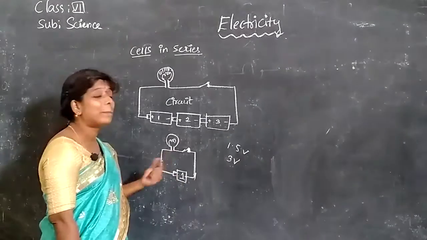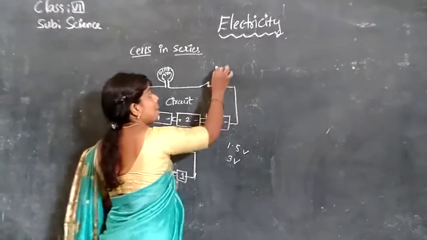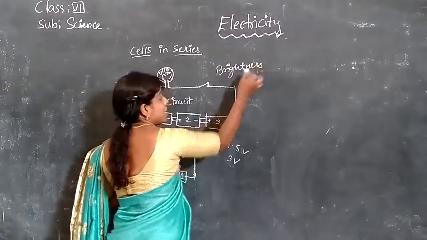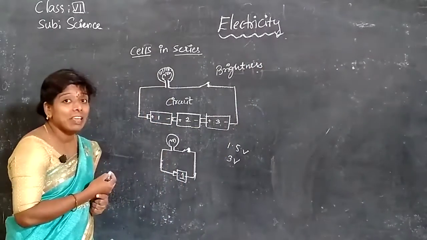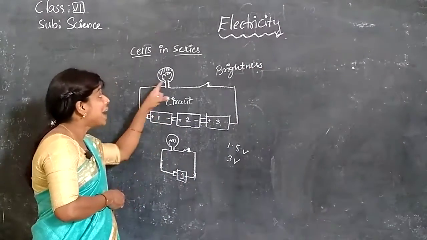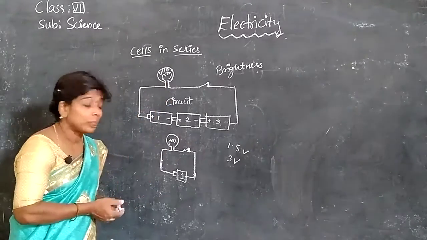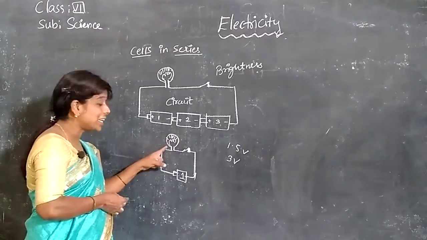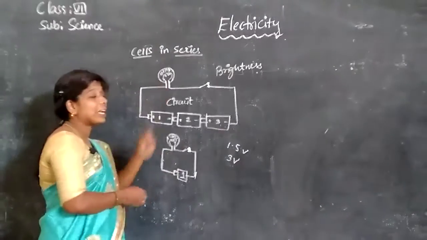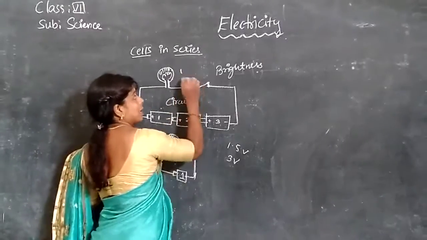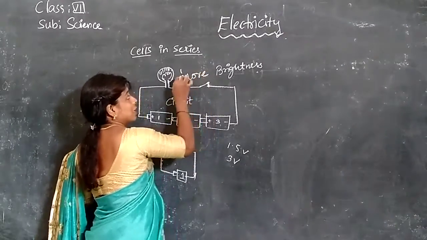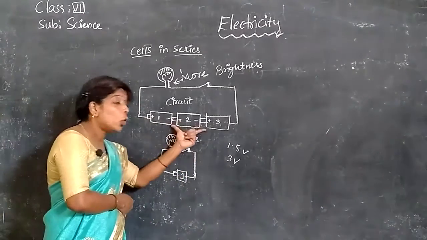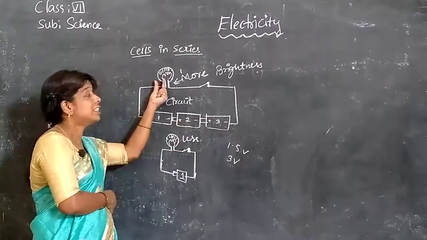Now observe the brightness. How much light it is giving. Observe that. The brightness here is more compared to here. So here more brightness, here less brightness. Why? Here more amount of chemical energy is changed into electrical energy.